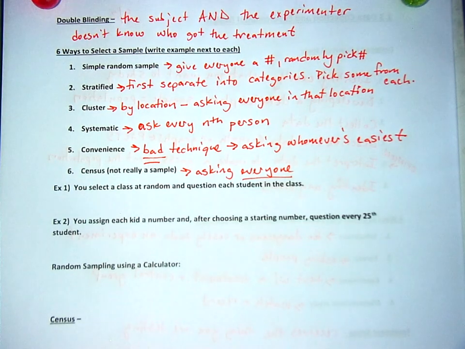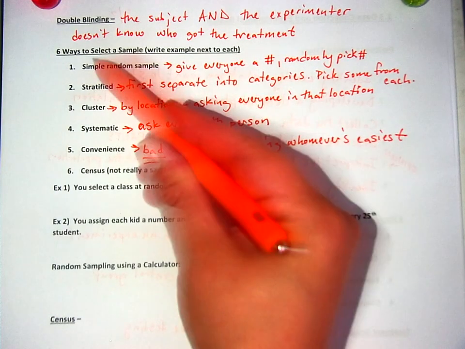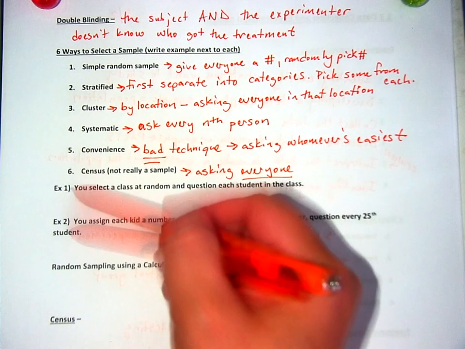Okay. Example 1 and 2. Why don't you turn to your posted partner really quick? All right. So go ahead and identify what the way to select the sample is for 1 and 2 out of the 6 choices up top. Talk to your partner, please.